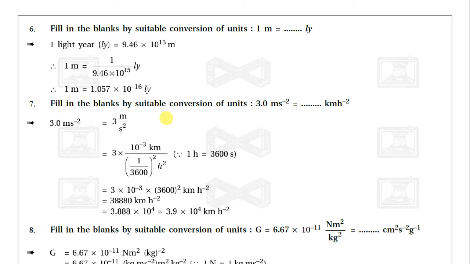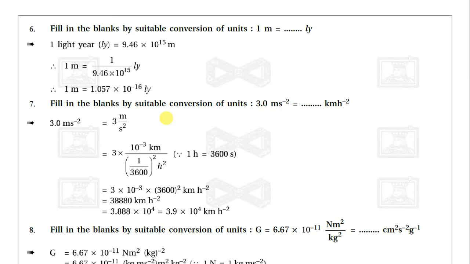See here, fill the blank by suitable conversion of unit: 1 meter is equal to blank light year. So 1 light year is equal to 9.46 into 10 raised to 15 meter. So 1 meter is equal to 1 by 9.46 into 10 raised to 15 light year. So we will get the answer: 1 meter is equal to 1.0567 into 10 raised to minus 16 light year.